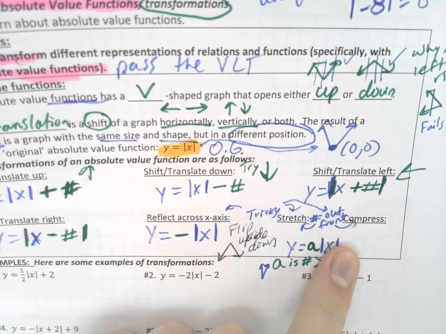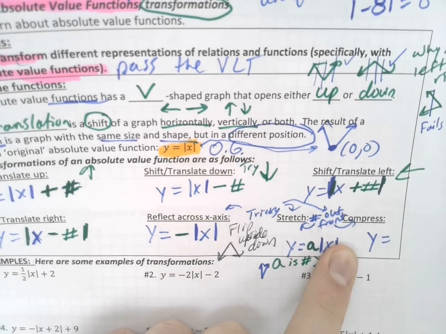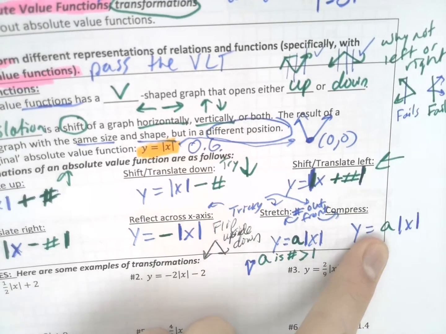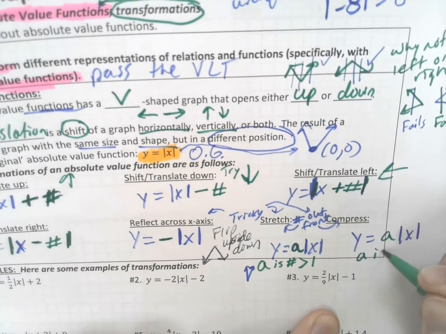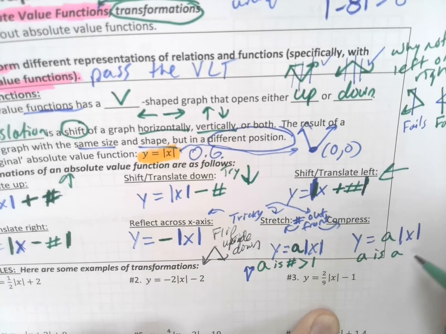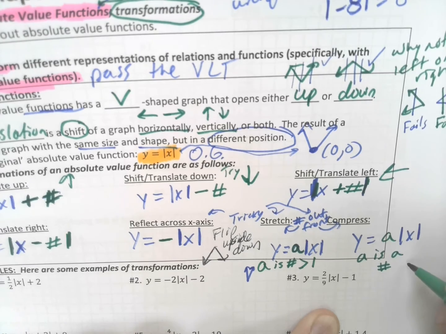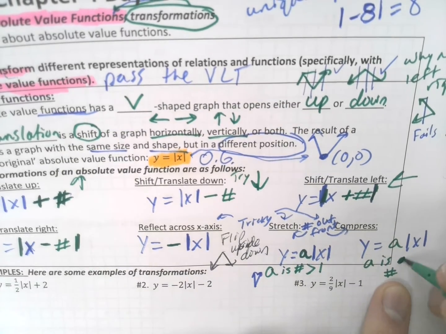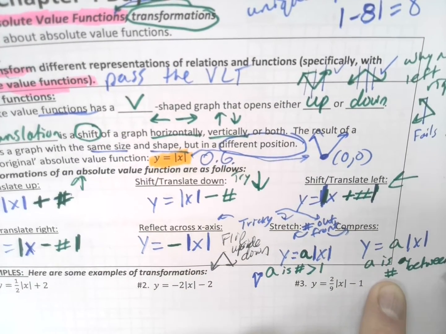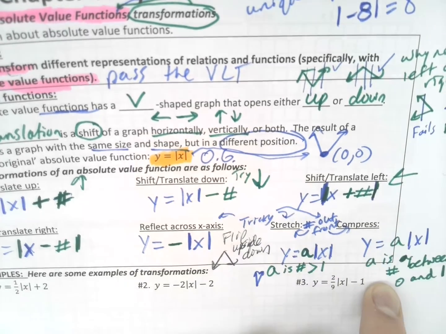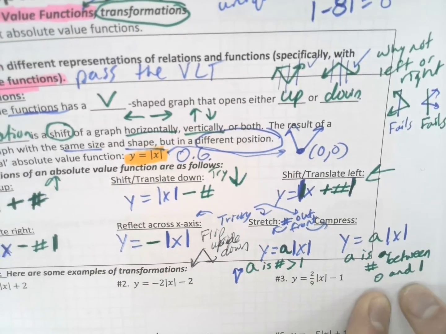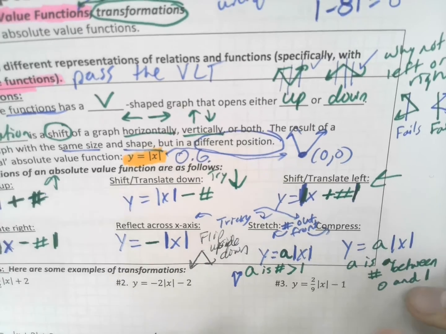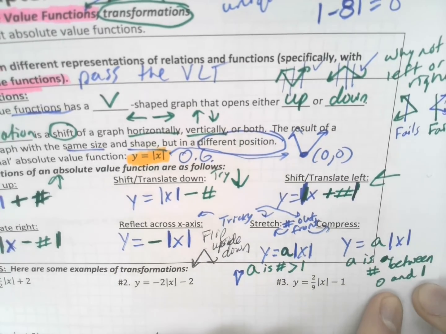And then compress is almost identical. Number out front. Except this time, A is a number between 0 and 1. Could be 0.5, 0.2. It's pretty much going to be a fraction or decimal between 0 and 1.